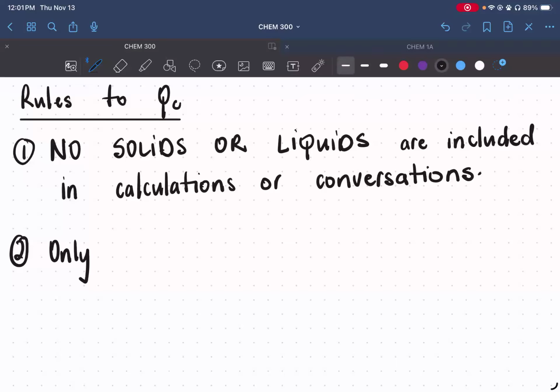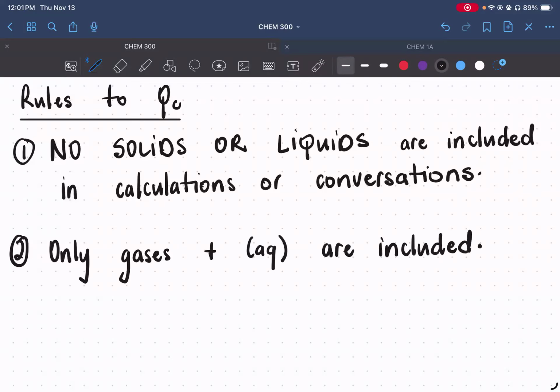We only include gases and aqueous species. No solids or liquids. We're going to ignore them. They may be written as part of the reaction, but they're not going to be included in any calculations or conversations. Let's see what that looks like.